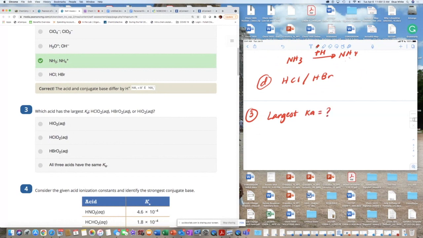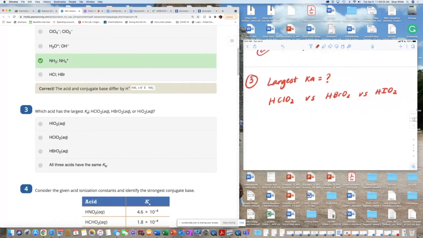And then you see how conveniently they haven't given you the Ka? Okay, we have HClO2 versus HBrO2 versus HIO2. Okay, so HClO2, HBrO2, HIO2.